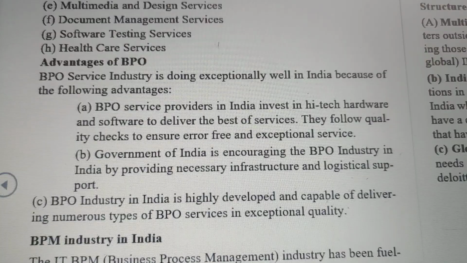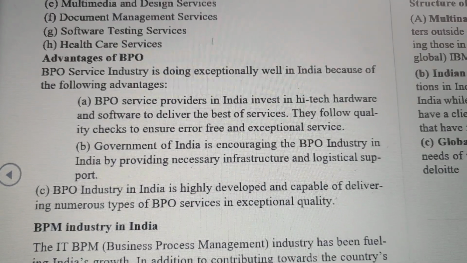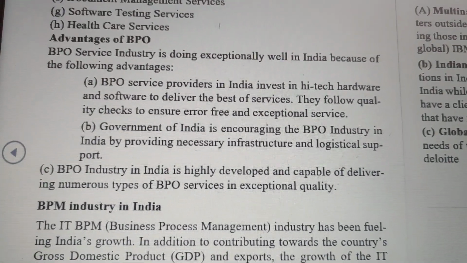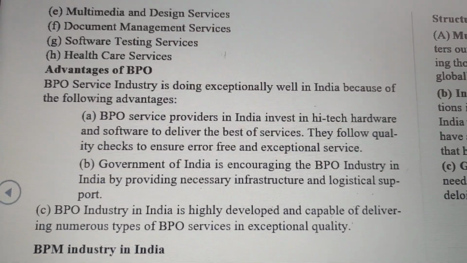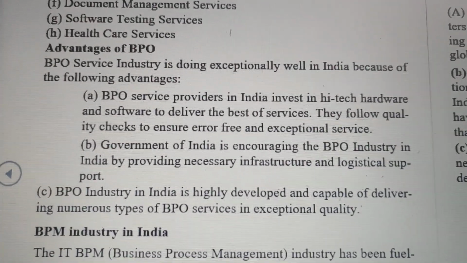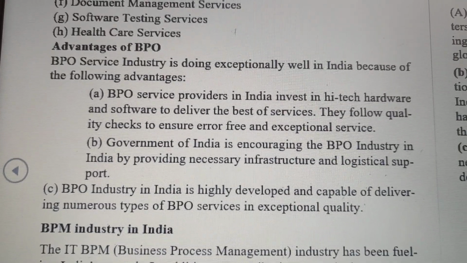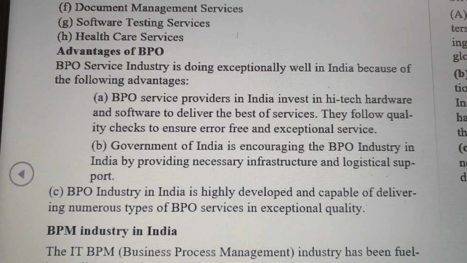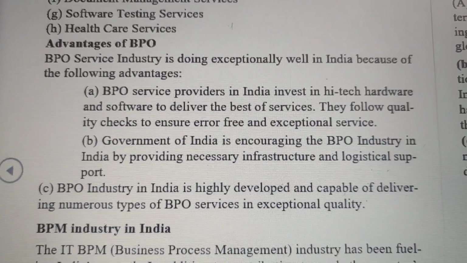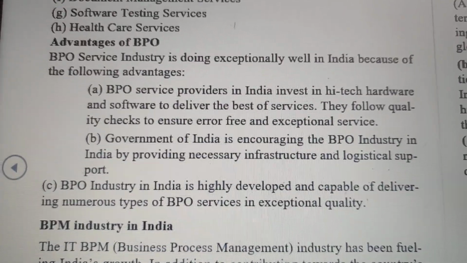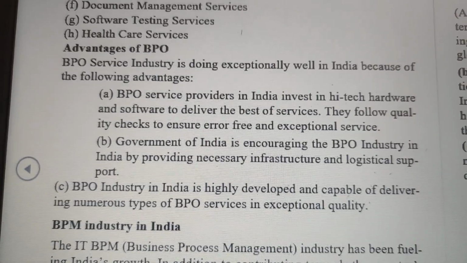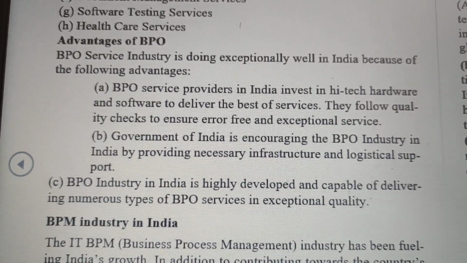Next is the advantages of BPO. So what are the advantages of BPO? BPO services are doing exceptionally well in the industry in India because of the following. So these are the advantages. Because of that, BPO is doing very good. A, BPO service providers in India invest in high-tech hardware and software to deliver the best services. They follow quality checks to ensure error-free and exceptional services. So you all know India is high-tech. Here many people know the hardware and software process.